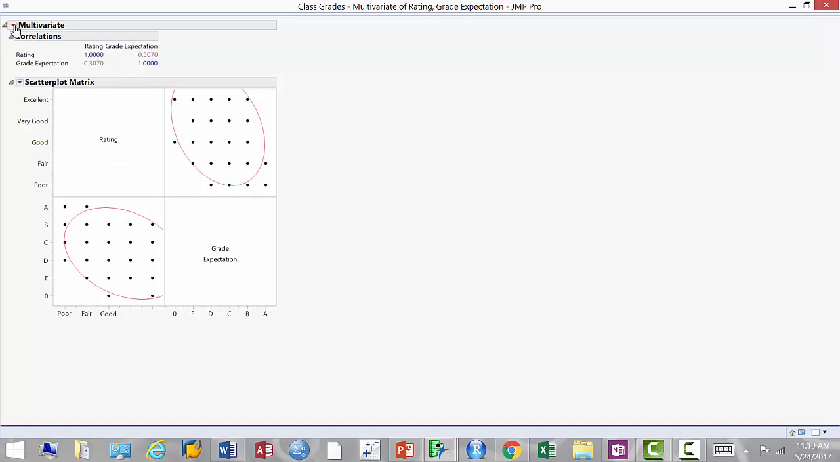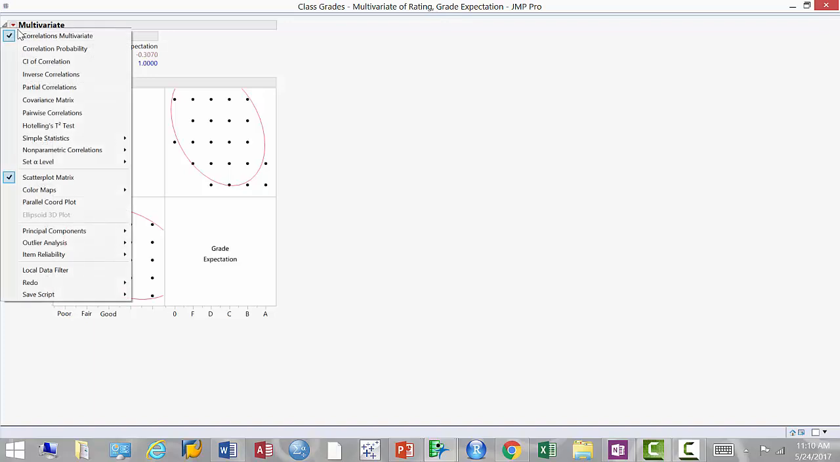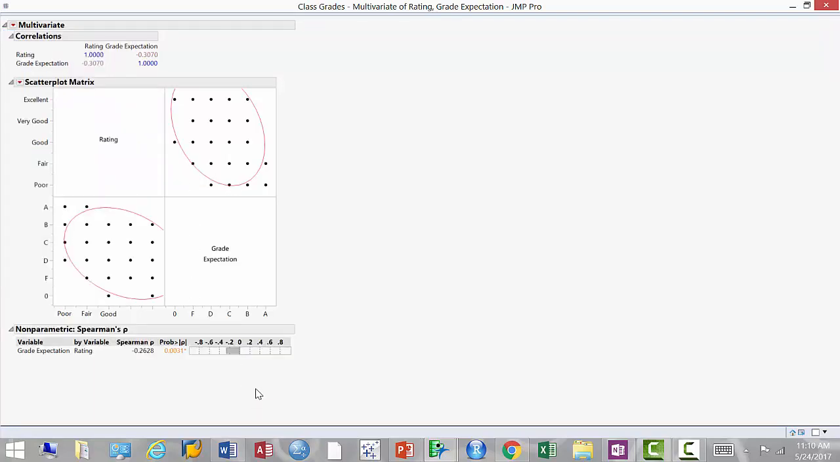So let's go to the red triangle. Everything is in the red triangle menu, right? So can you guess which option I need to pick? Nonparametric correlations, right there. And you can see that JMP can do 3 different things for us. We're going to discuss only one: Spearman correlation. Then there is Kendall, and there is, oh my god, how do you pronounce that, Hoeffding's correlation. All right, so we're going to use the Spearman option.